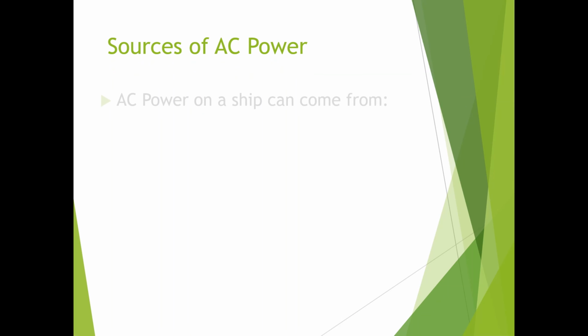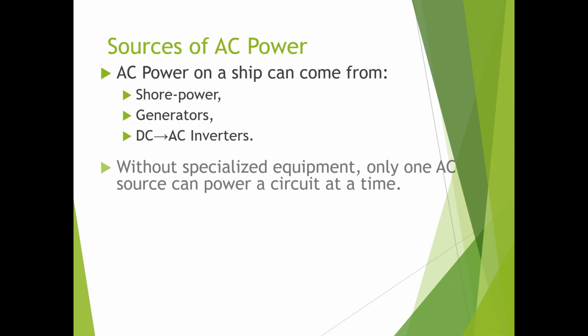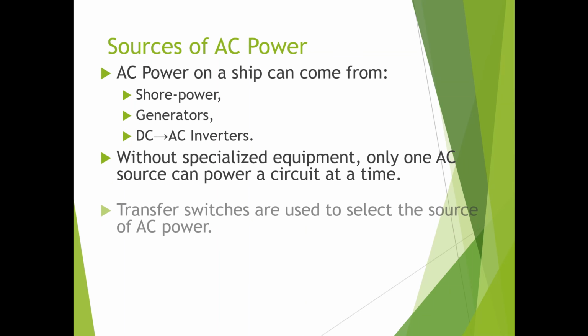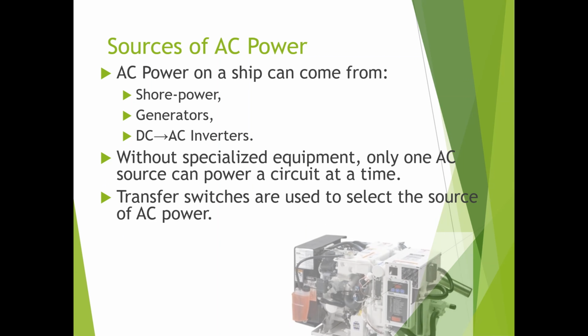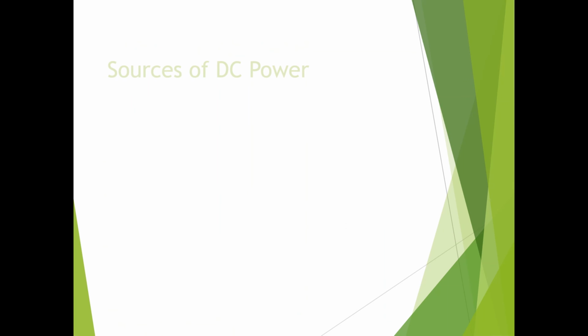Sources of AC power. AC power on a ship can come from shore power, generators, or DC to AC inverters. Without specialized equipment, only one AC source can power a circuit at a time. Transfer switches are used to select the source of AC power.